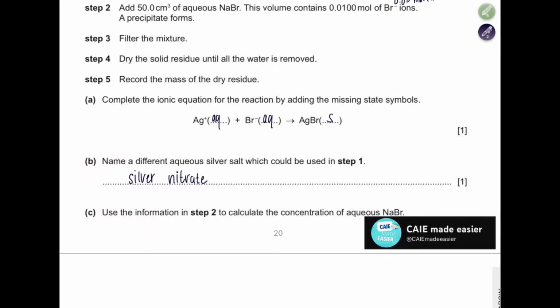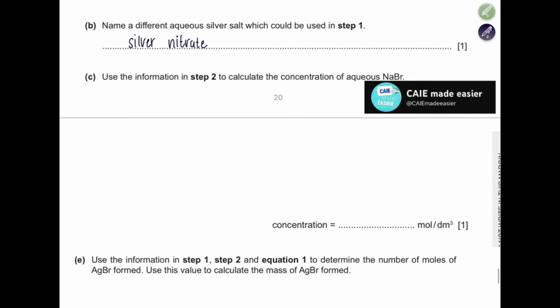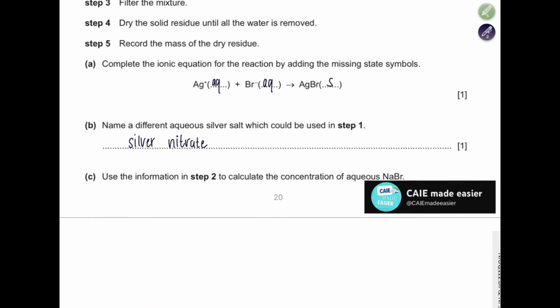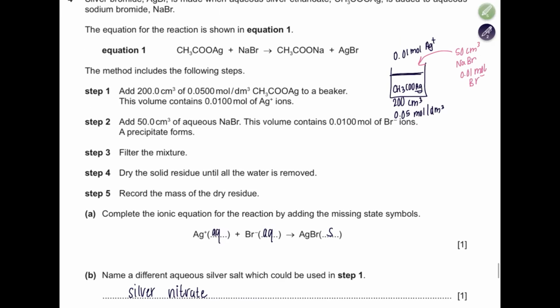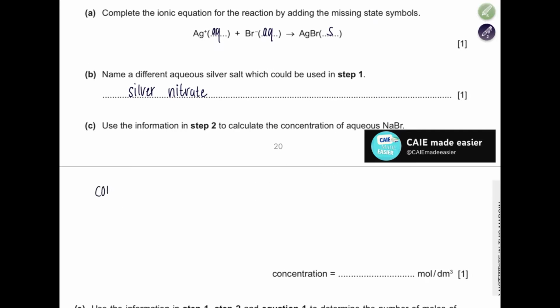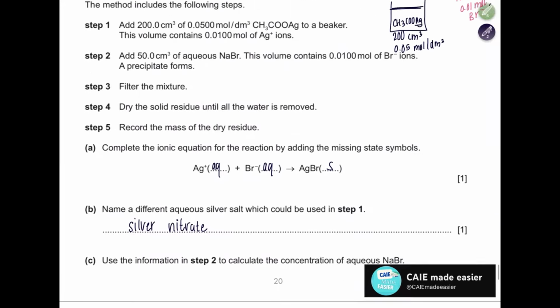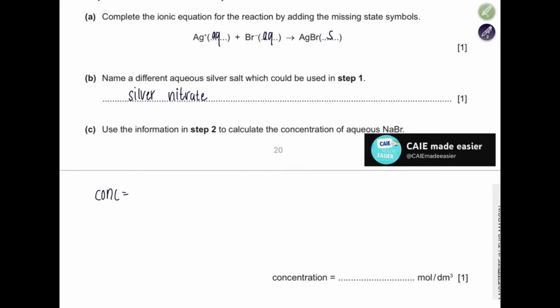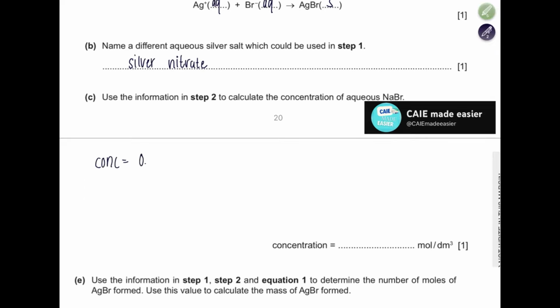Use the information in step 2 to calculate the concentration of aqueous NaBr. Okay, NaBr. We know the moles and we know the volume, so we can calculate the concentration. Concentration equals moles per volume. Moles is 0.01 divided by 50. We need to convert this into decimeter cube, divide by 1000, and we get 0.2 moles per decimeter cube.